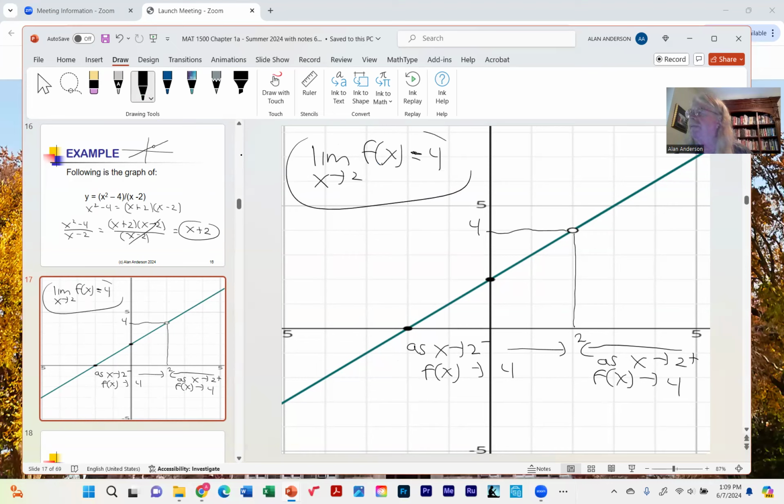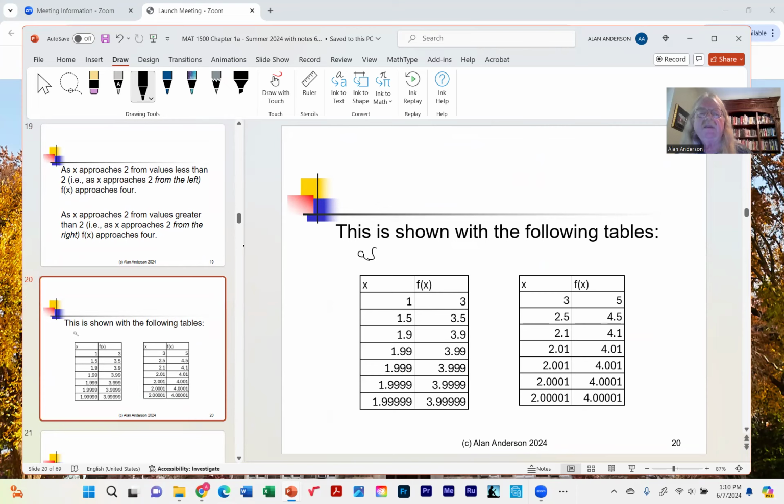I've also included the tables. You can see visually that as we approach from the left, and as we approach from the right, in both cases, we're getting really, really close to 4, infinitesimally close, as a matter of fact. So no matter how much I get, like if I have one with 100 nines here, I'll be even closer to 4, but never quite reaching it.